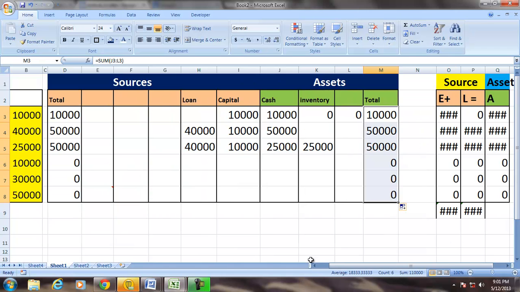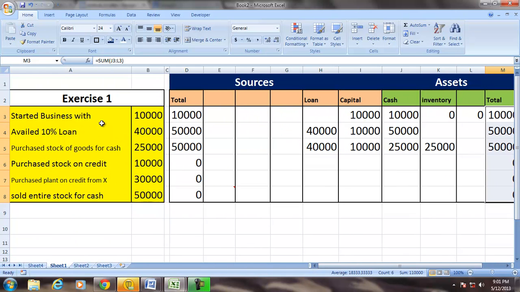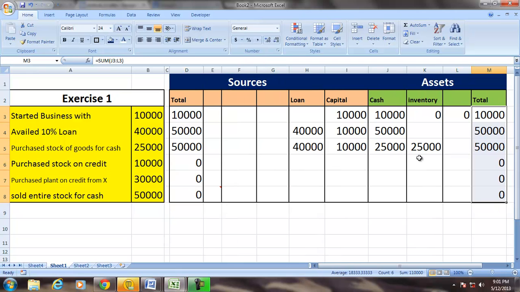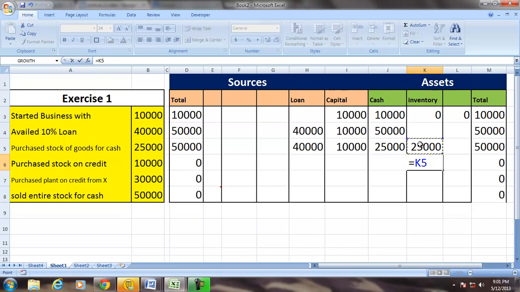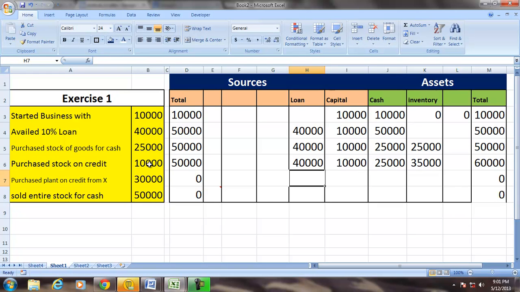The next transaction is purchase stock on credit. The stock will increase to the extent of 10,000. No change in cash, no change in capital, no change in loan, but we can see the difference in the totals. So there has to be another source, and the source is creditors or payables. The creditor is 10,000.